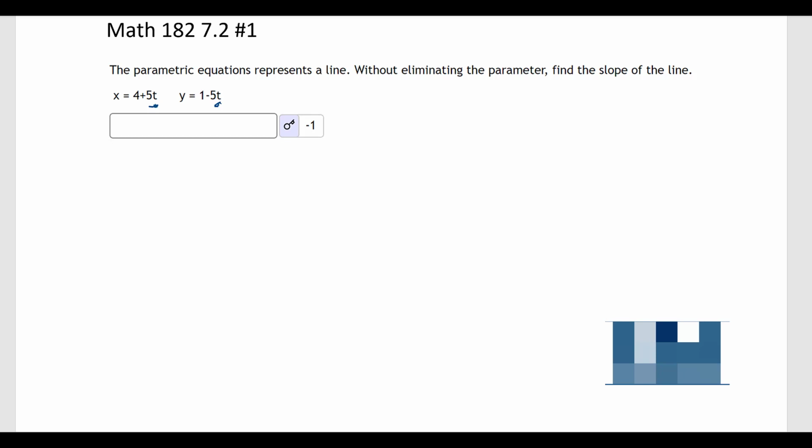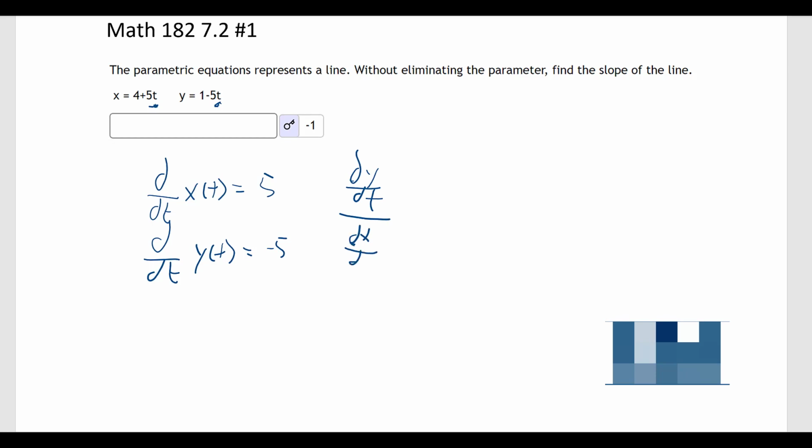So if we take the derivative with respect to t of x of t, we'll end up with 5. If we take the derivative with respect to t of y of t, we'll end up with negative 5. So the derivative, or should I say dy/dt over dx/dt, would be negative 5 over 5 to give us negative 1. And that's where this negative 1 comes from.